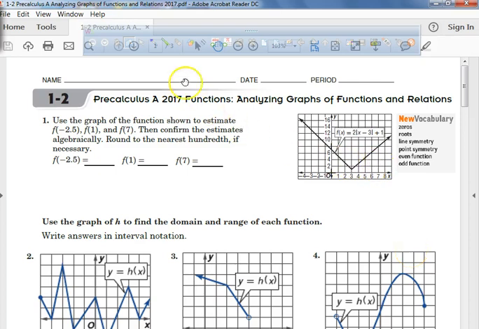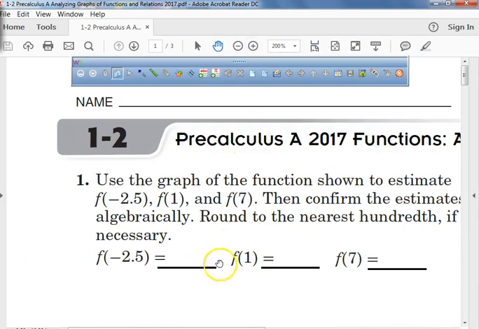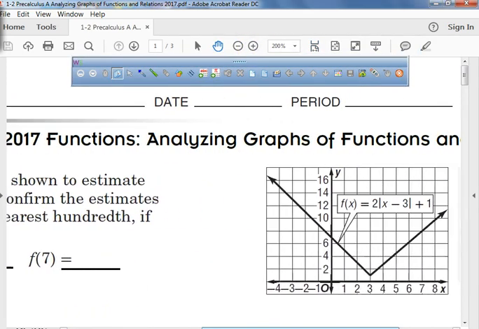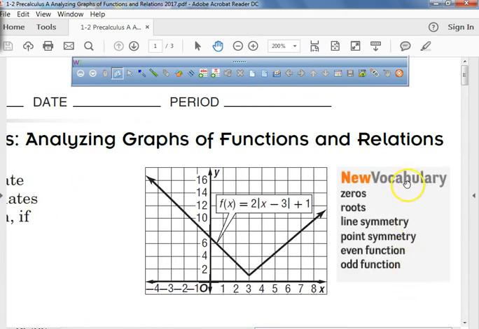That was good. Dylan, today we're going to be talking about analyzing graphs of functions and relations. Something you're going to want to make sure that you see on all of our assignments. Check this out right here. This is new vocabulary.